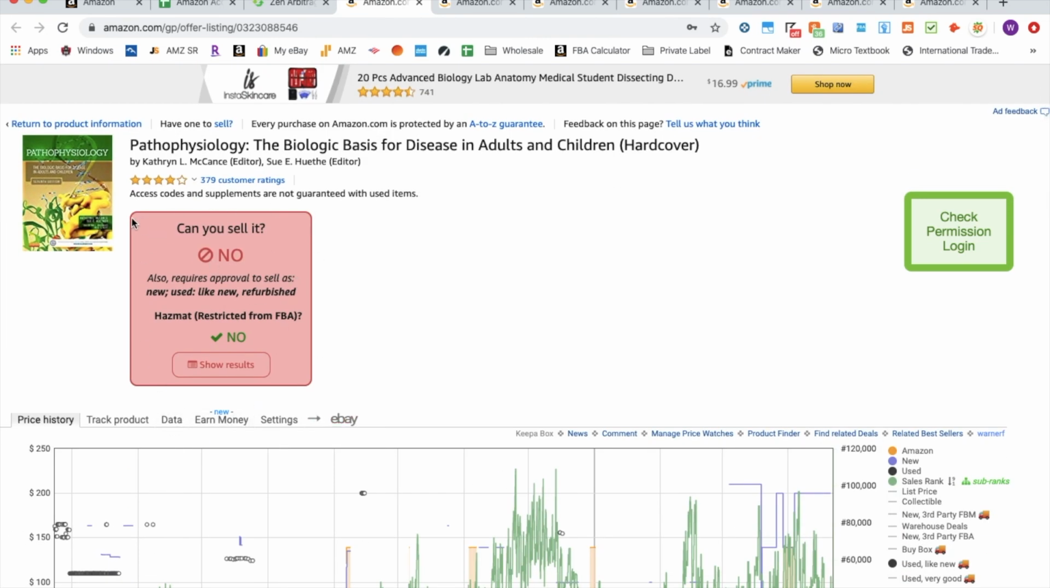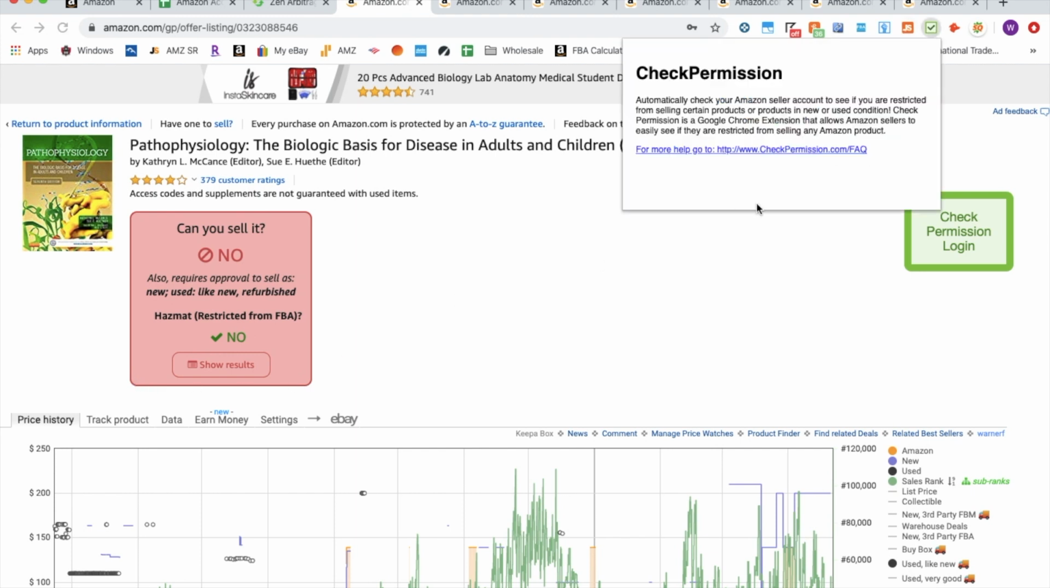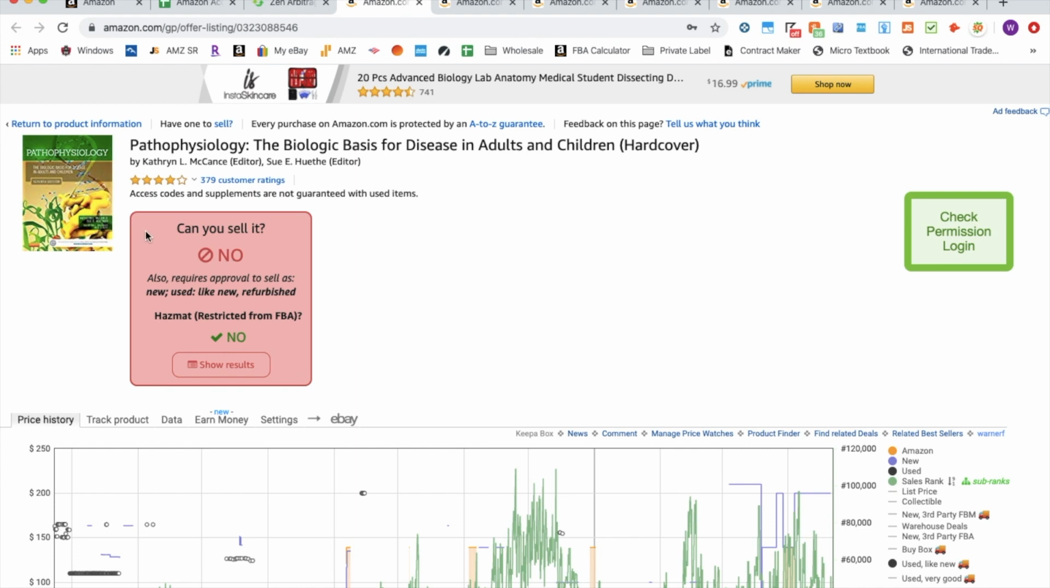This is a Chrome extension that I really like. It's called Check Permission. It's this one right up here, and it's just going to give you this green box right here as long as you're logged into your Amazon account. It's going to show you whether or not you can sell it, and then it also shows you your conditions.